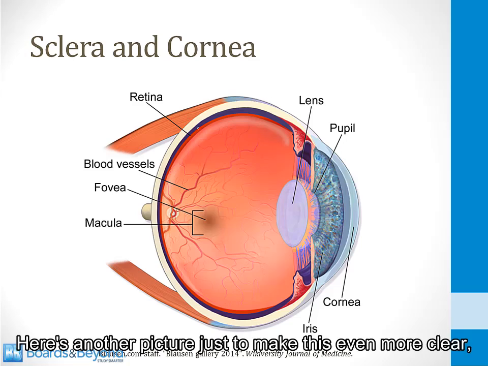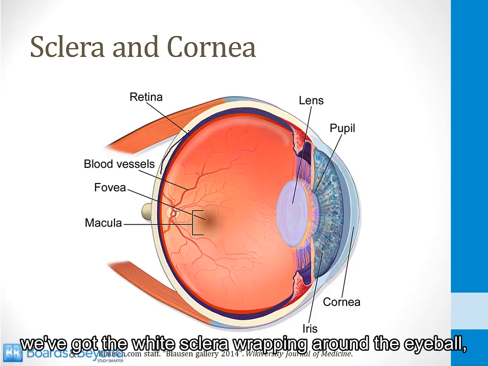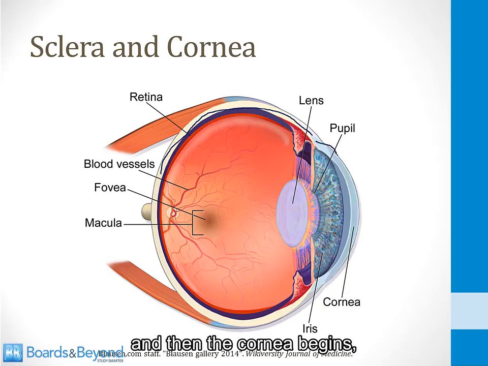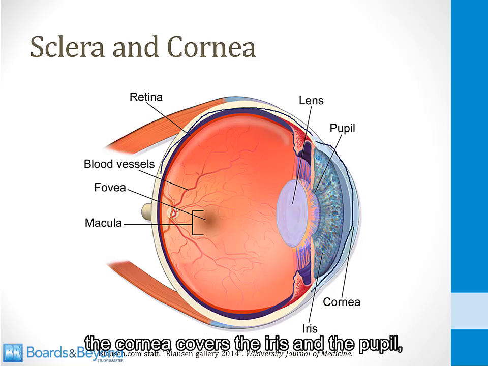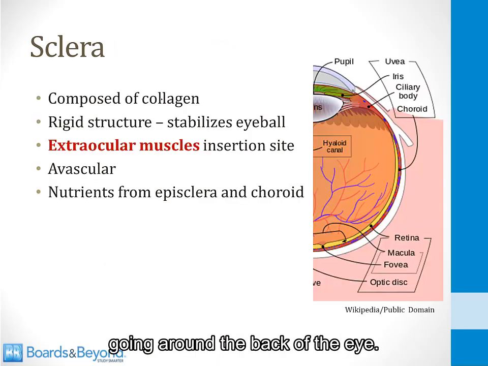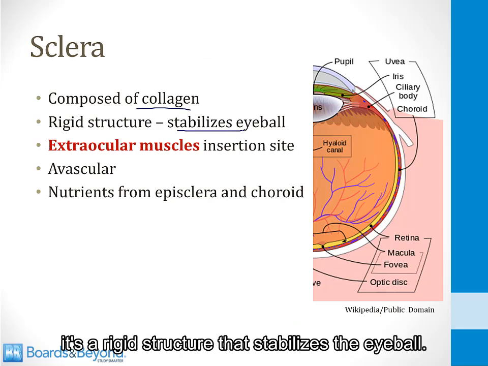Here's another picture just to make this even more clear. We've got the white sclera wrapping around the eyeball, and then it ends at the edge of the iris, and then the cornea begins. The cornea covers the iris and the pupil, and then on the other side we've got sclera again going around the back of the eye. The sclera is composed of collagen. It's a rigid structure that stabilizes the eyeball.